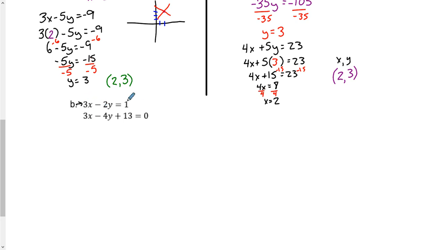All I'm going to do is subtract my 1 over. This is another way that some people do it. So if I subtract my 1 over, my top equation becomes 3x, subtract 2y, subtract 1 equals 0. Why did I do that? Well, it allows me to see this.